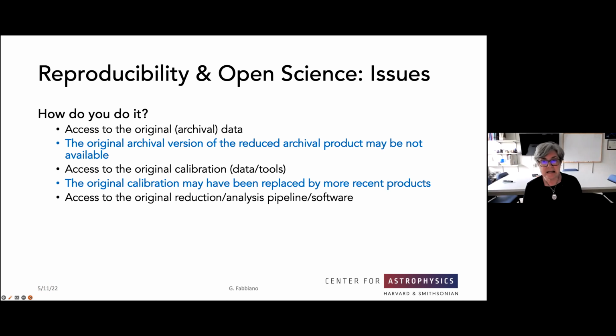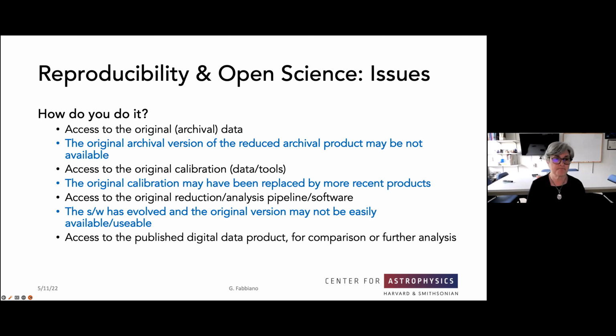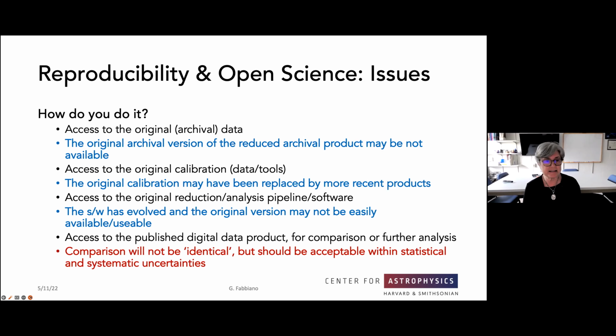You want access to the original reduction software or pipeline, and software evolves, we all know that. The original version may not be easily available. And even if it's available, it might not be able to run on your computer nowadays. You want to have access to the published digital data product for comparison and further analysis. And especially if we look backward, this comparison will not be identical because of these issues that I have mentioned, but should be acceptable within statistical and systematic uncertainties. For the future, maybe we can do better.